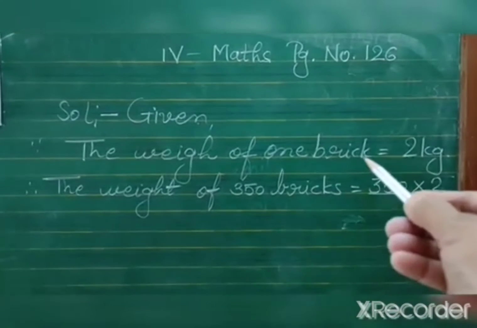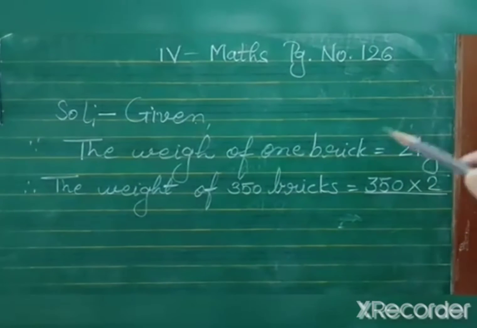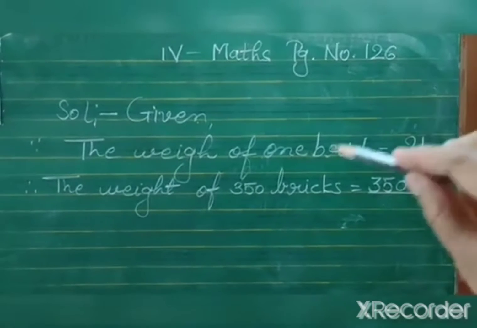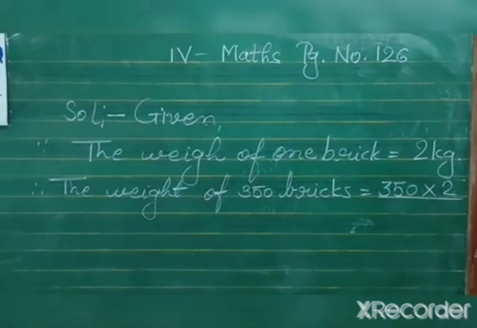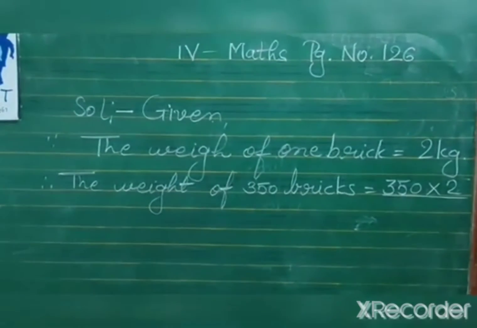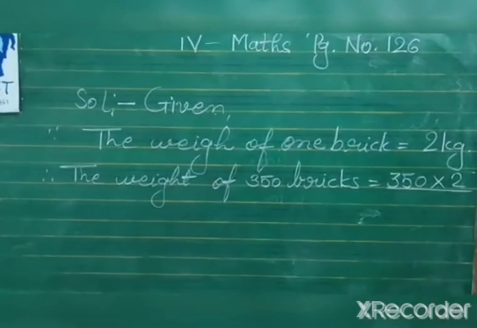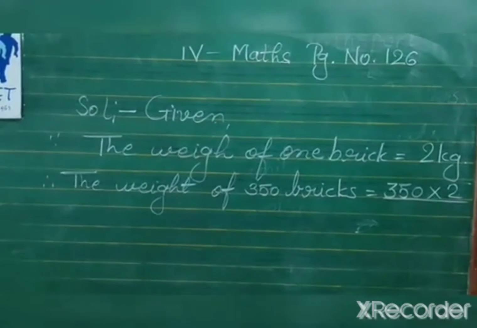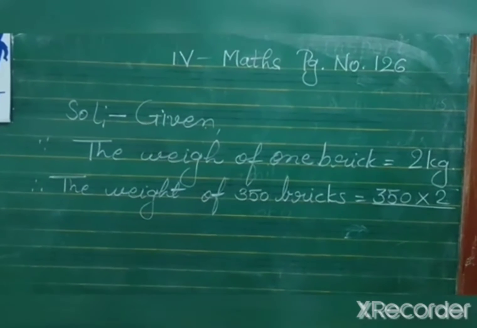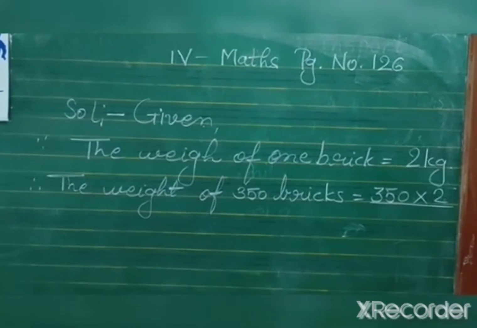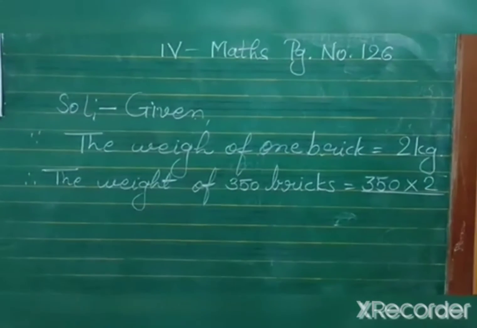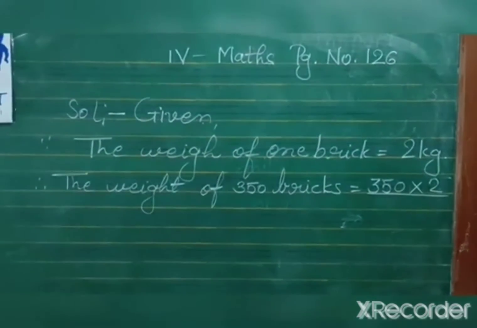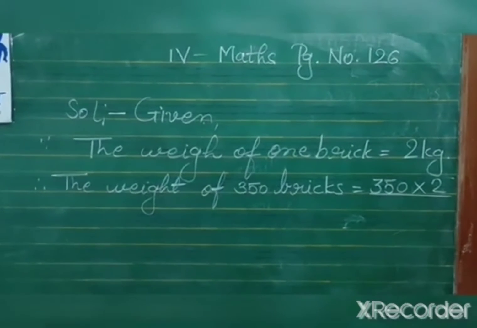For 1, we know the quantity for the unit. For so many, we always take the multiplication operation, and you write the answer in statement form. So the total weight of 350 bricks is dash kg. Here the chapter is finished. Now you will complete your notebook and practice this chapter.